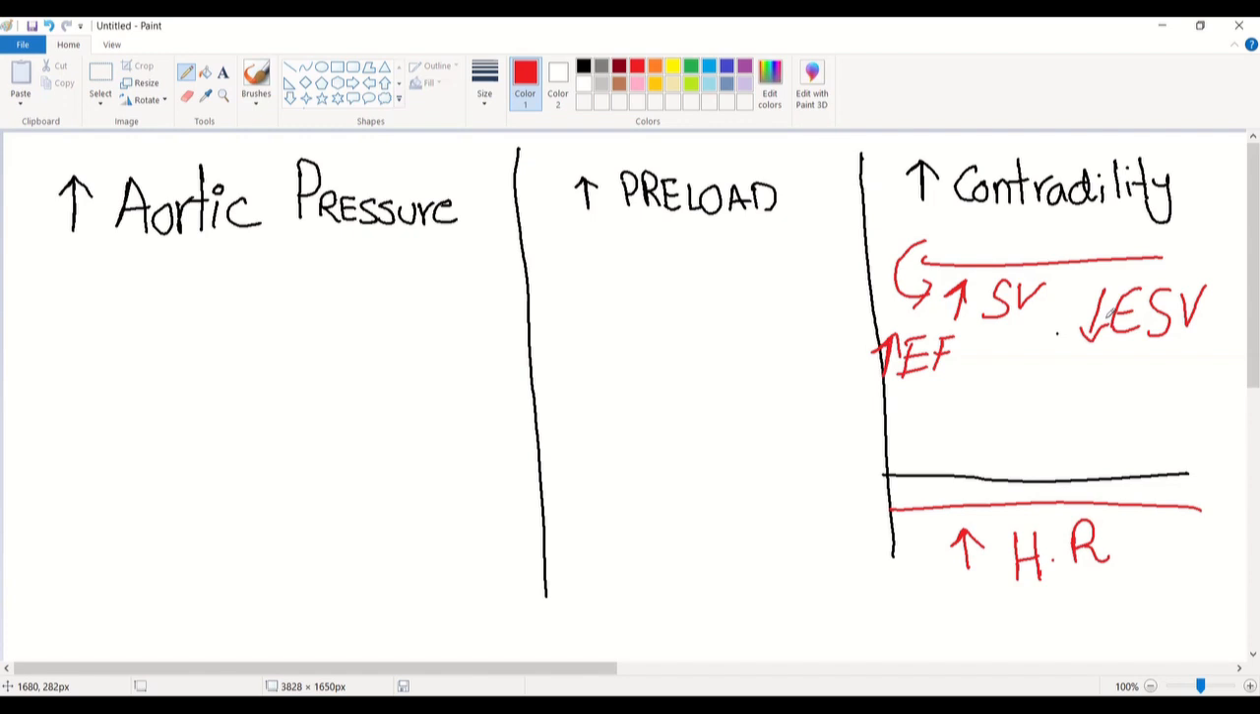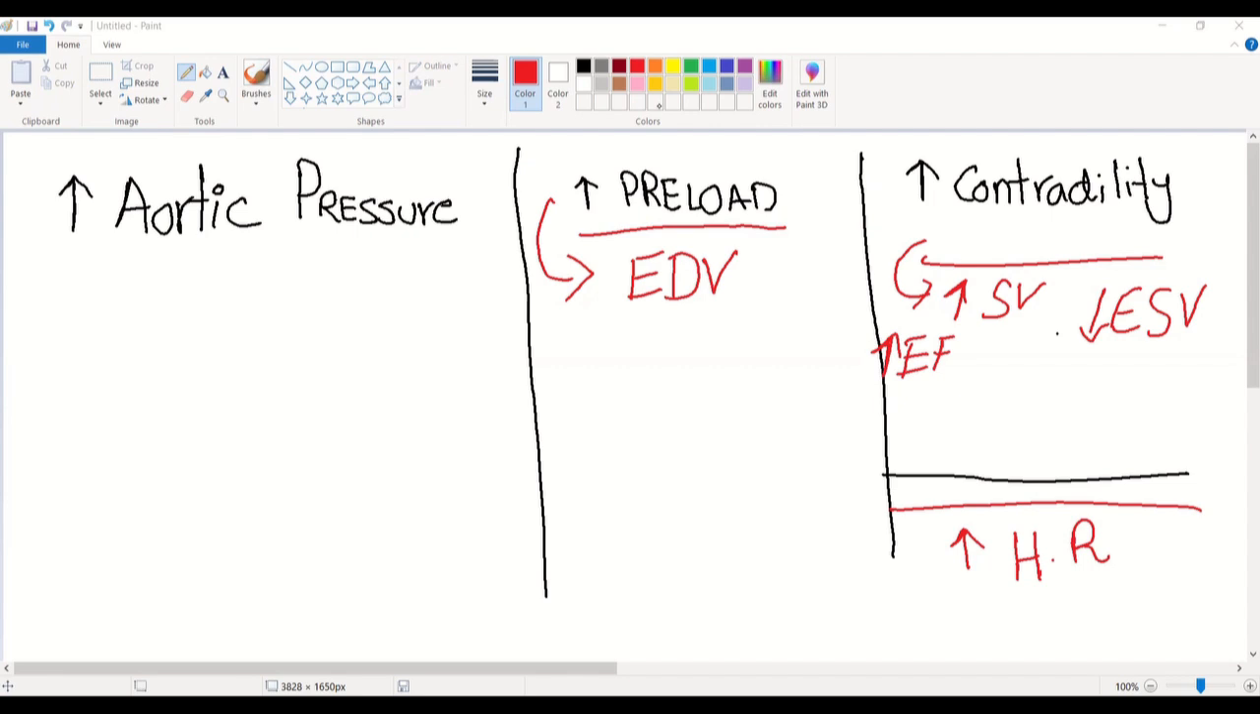So what is preload? What is preload? The amount of blood that is returned to the left ventricle. Preload is mainly determined by which thing? Preload is mainly determined by end diastolic volume. Yes. So end diastolic volume, right? Yes.